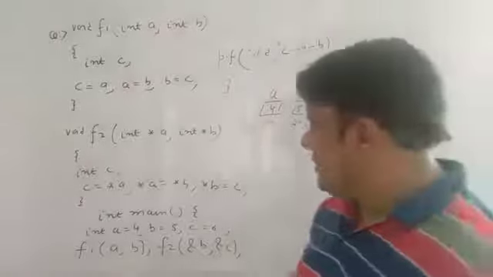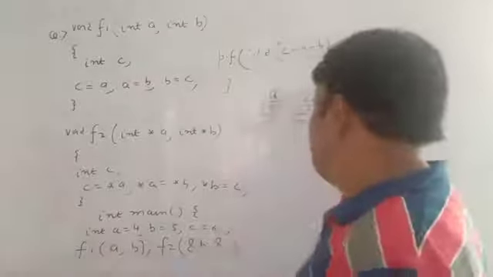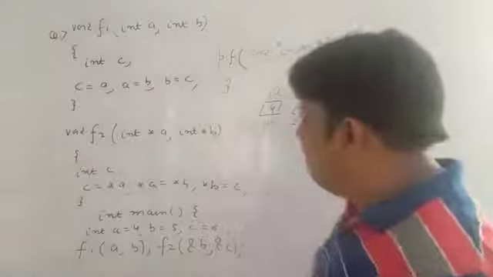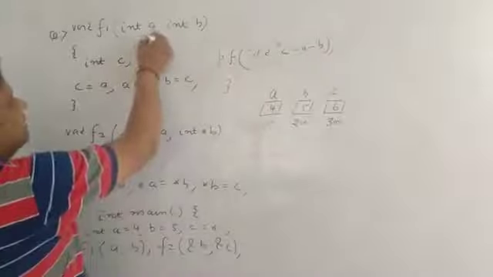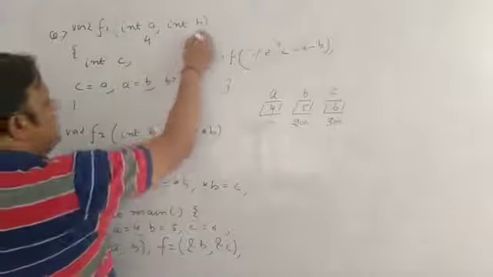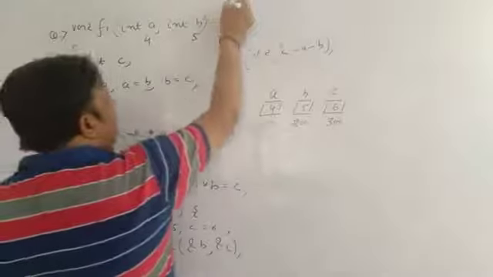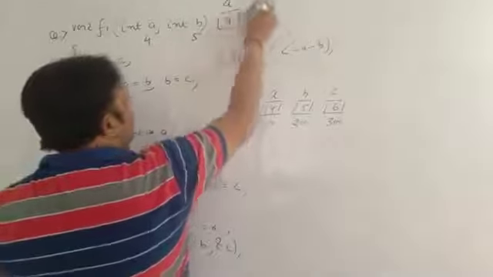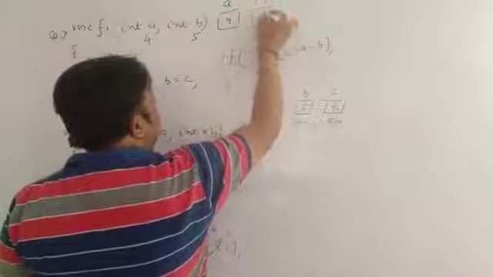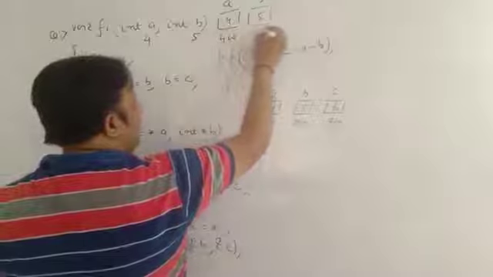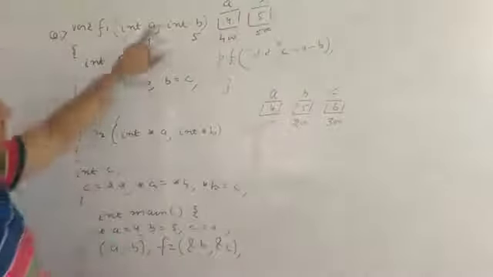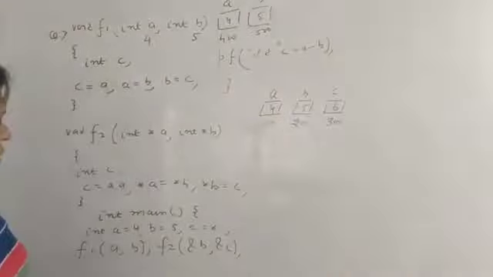So what I'm doing first, I'm passing a comma b. So I'm passing 4 comma 5, f1 4 comma 5. Therefore the value of this a is 4 and this b is 5. Let's suppose the address is 400 and 500. Right, so guys, this a and this a both are different, right?